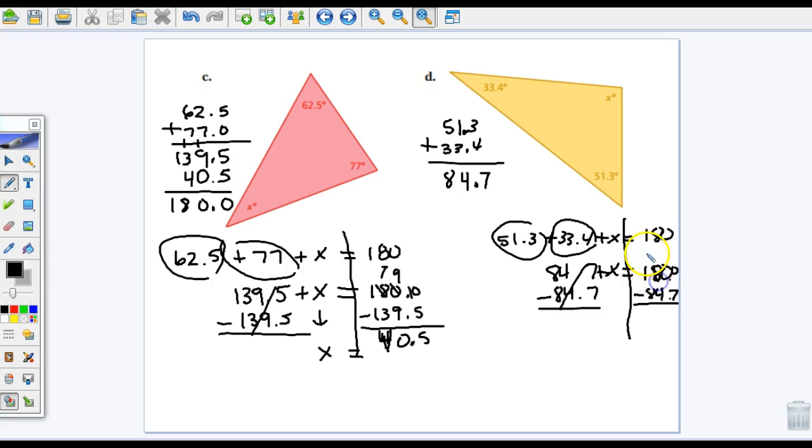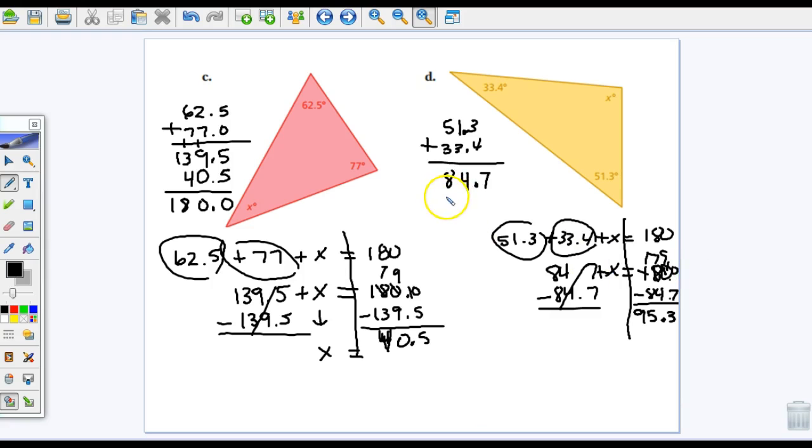Going to have to do some borrowing. This becomes 7. This becomes 9. And then this is 10. 10 minus 7 is 3. Bring down your decimal. 9 minus 4 is 5. 17, right? Because I can't do 7 minus 8, someone had to borrow that. 17 minus 8 gives me 9, 95.3.